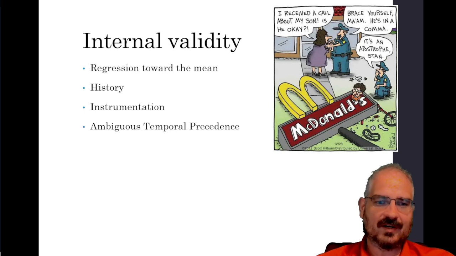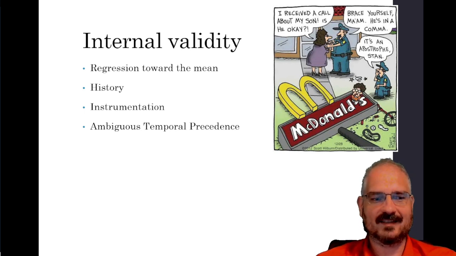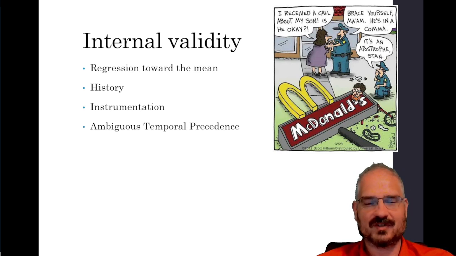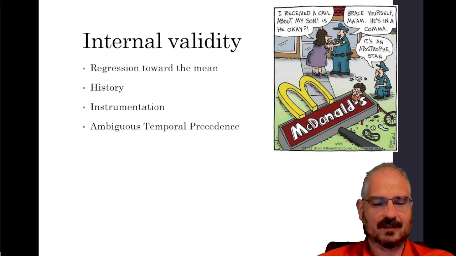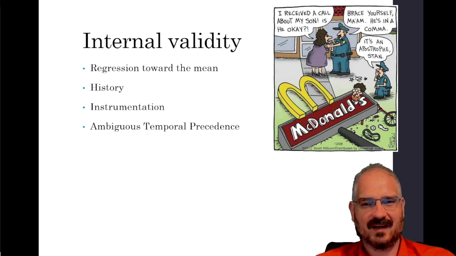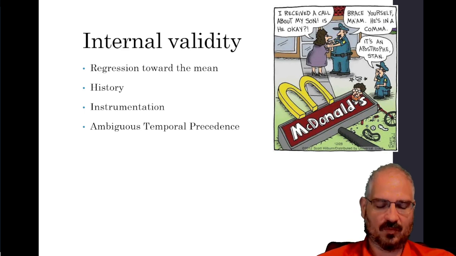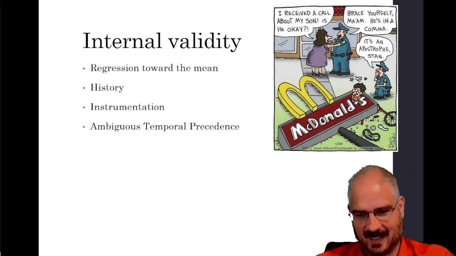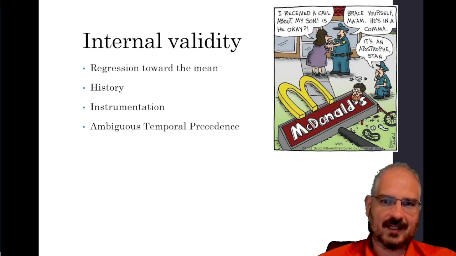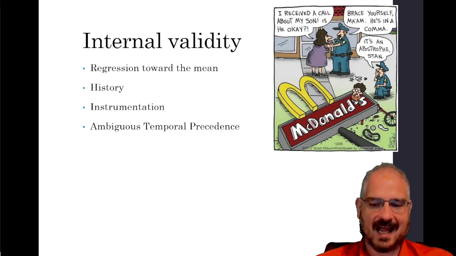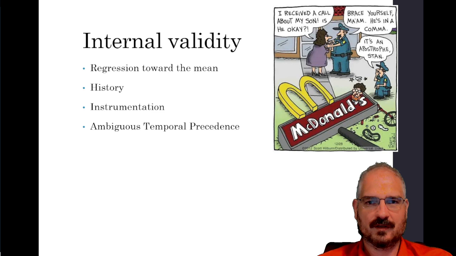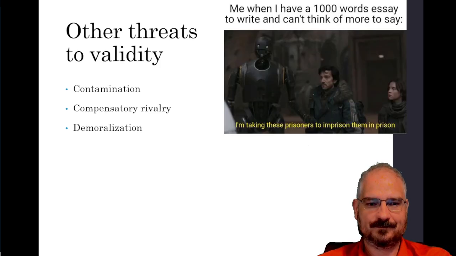And then the last one here is ambiguous temporal precedence. This is where it's impossible to say what happened first and what happened second. It's not clear what happened exactly when. It's kind of ambiguous, right? We can't dictate, oh, clearly this came first and that came second and that came third. It's all kind of muddled up, and we can't tease out the time order part of our experiment.